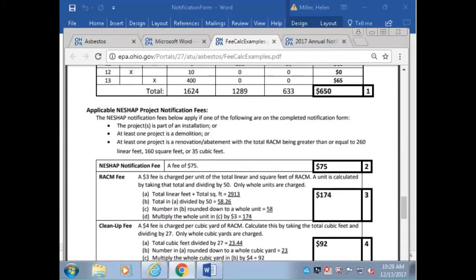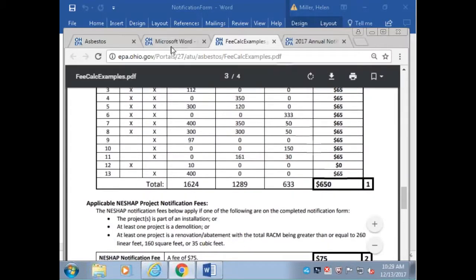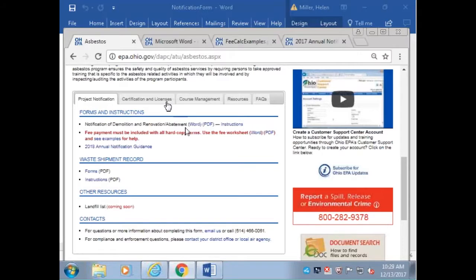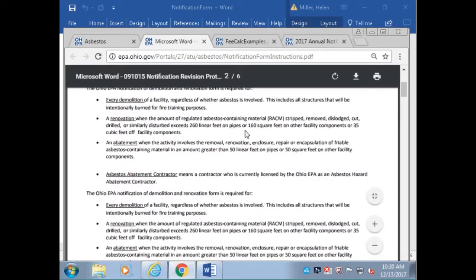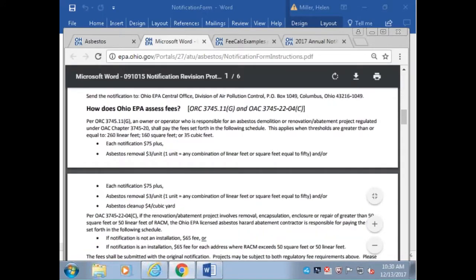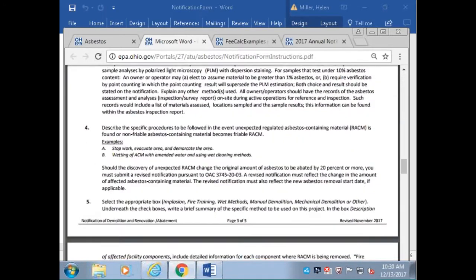Like I said, here's a couple examples that are on there. And then also there is the blank form for you guys to be able to go fill out yourself if you need to. And then that check could be made out to the Treasurer, State of Ohio, and sent in to the address that is on the notification. And I believe it's on the instructions too on where to send that information to.